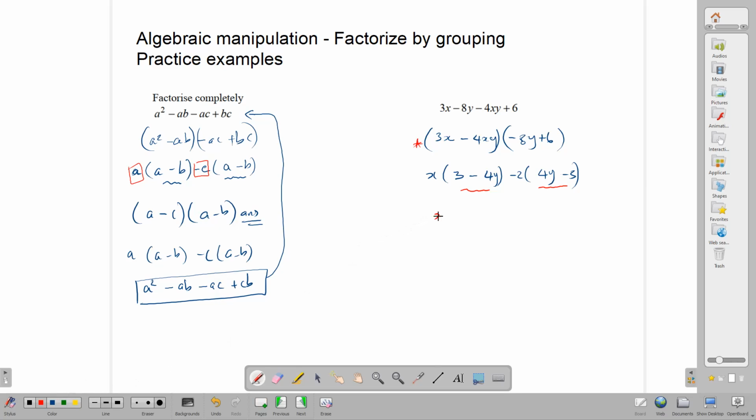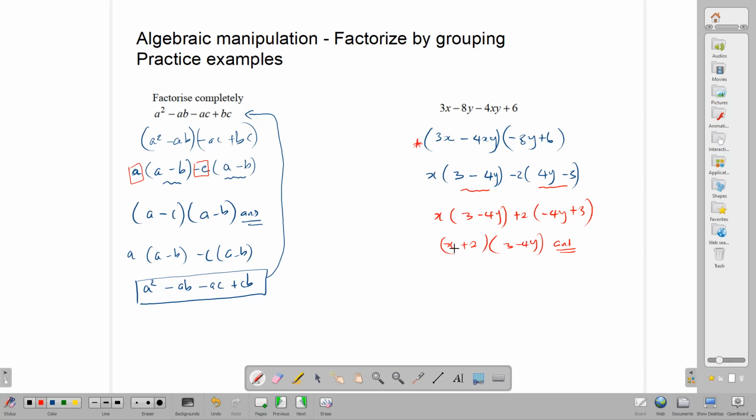x into 3 minus 4y and change the sign of everything here. So this negative 2 becomes a positive 2. This positive 4y becomes a negative 4y. And this negative 3 becomes a positive 3. And now you will see that the two brackets will be the same. 3 minus 4y, 3 minus 4y. And so you can now write your answer as x plus 2 times 3 minus 4y.